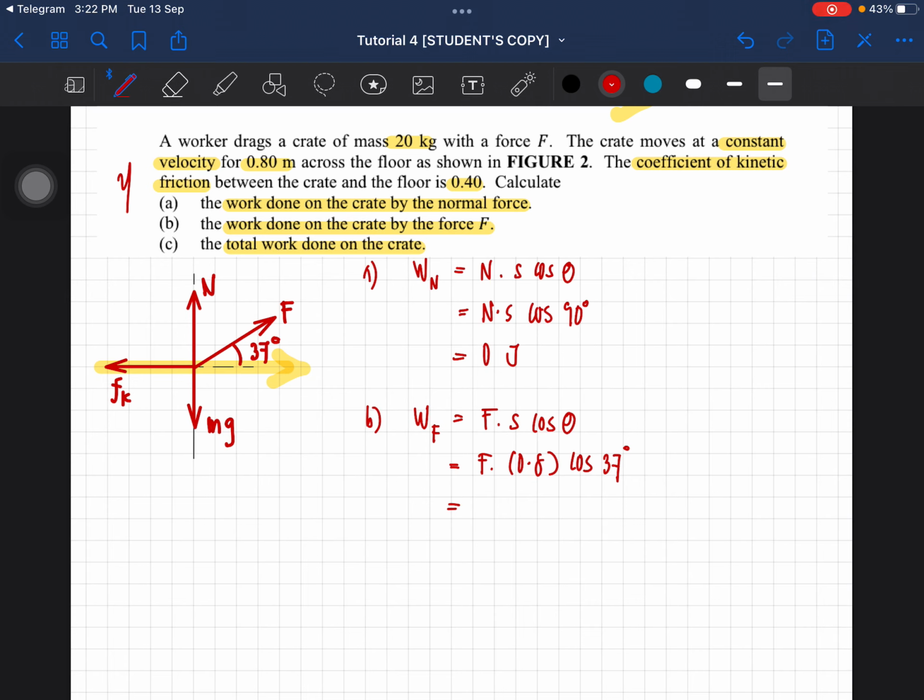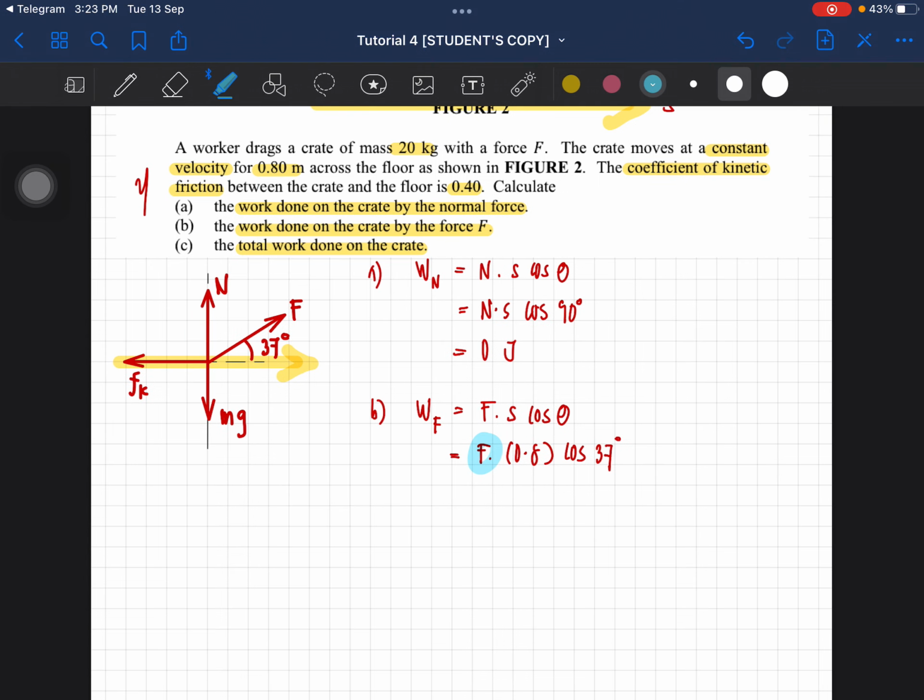We also do not have the value of N. Now F is unknown. So how do we go about this? We need to apply a chapter, is it chapter 2? I think it's chapter 2. I don't remember. Oh, chapter 3. Okay, we have to apply Newton's law of motion. So let's apply it.